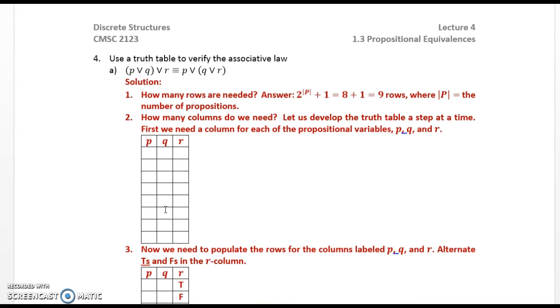Now we go to an exercise that's similar to the ones that are assigned. Use a truth table to verify the associative law. P or the quantity Q or R is equivalent to the quantity P or Q, or R. Solution: how many rows are needed? Answer: 2 to the number of variables. And since we have 3 variables, that's 8 plus 1 for the title row. How many columns do we need? Let us develop the truth table a step at a time. First, we need a column for each of the propositions.